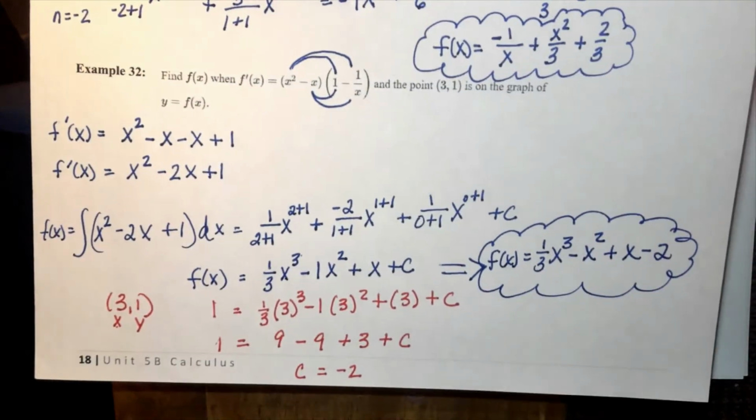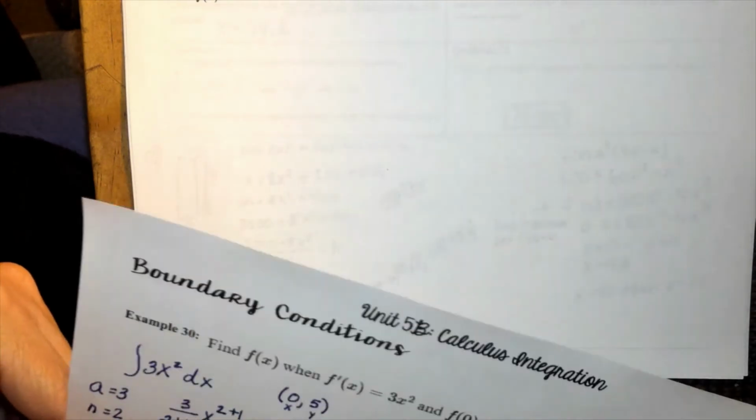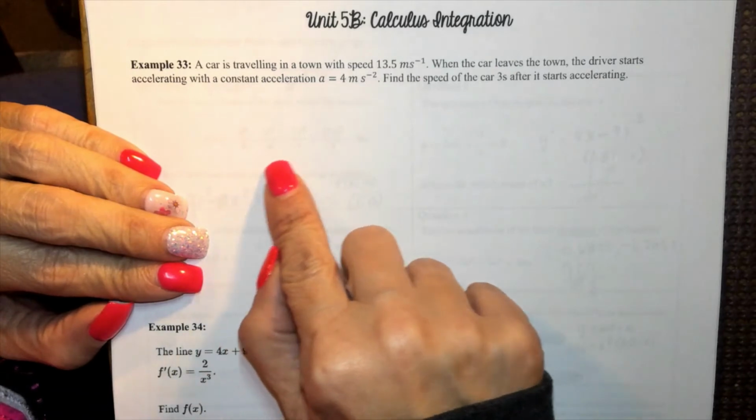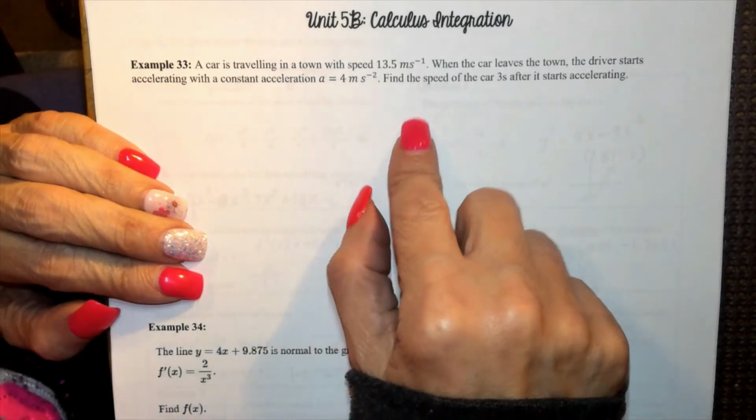Now I'm going to go over to some really just some physics problems. I feel like most of these you're going to already know. All right. So a car is traveling in a town with a speed of 13.5 meters per second. So this car hits this town and it's already going a whopping 13.5 meters per second.